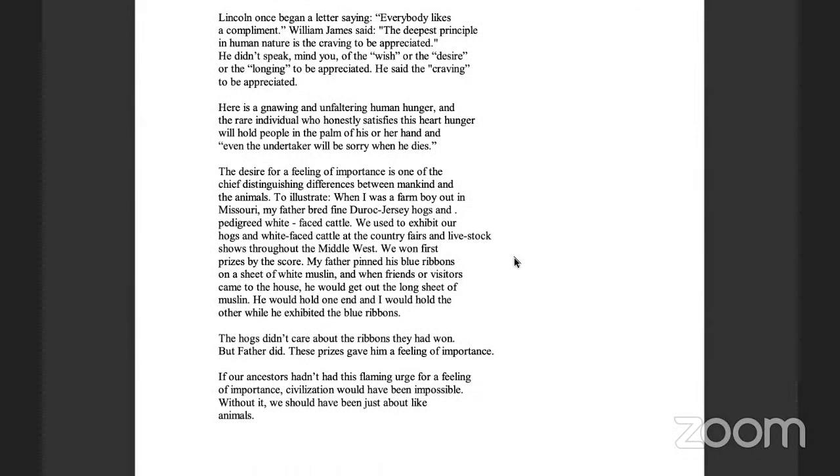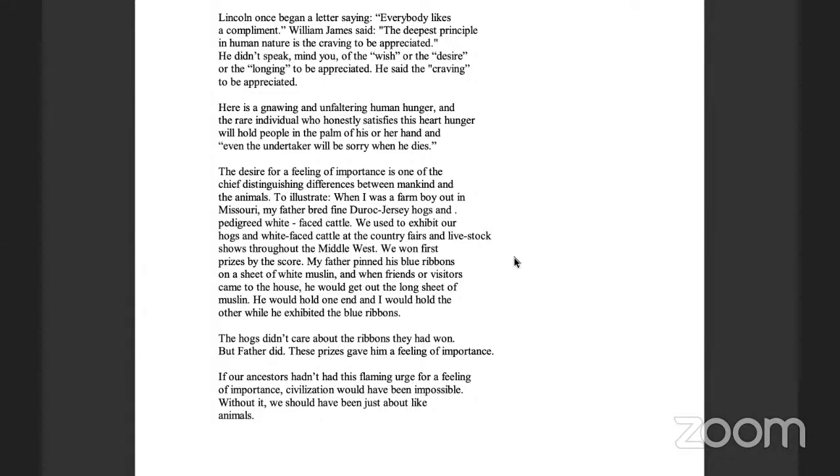My father pinned his blue ribbons on a sheet of white muslin, and when his friends or visitors came to the house, he would get out the long sheets of muslin. He would hold one end, and I would hold the other end while he exhibited the blue ribbons. The hogs didn't care about the ribbons; they had won, but father did. These prizes gave him a feeling of importance.